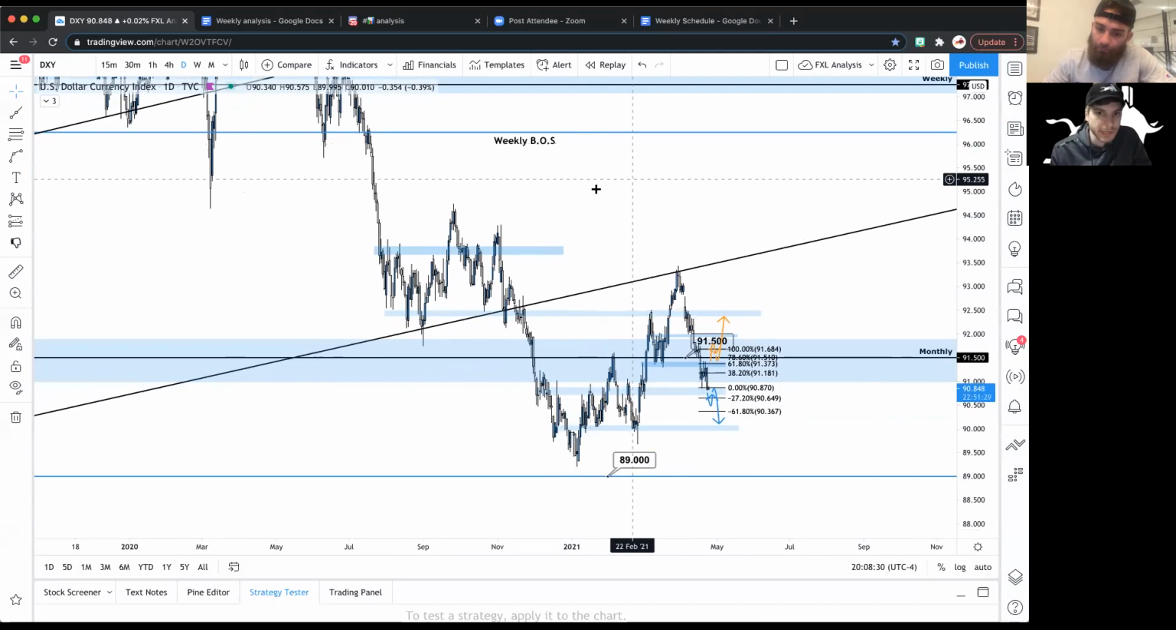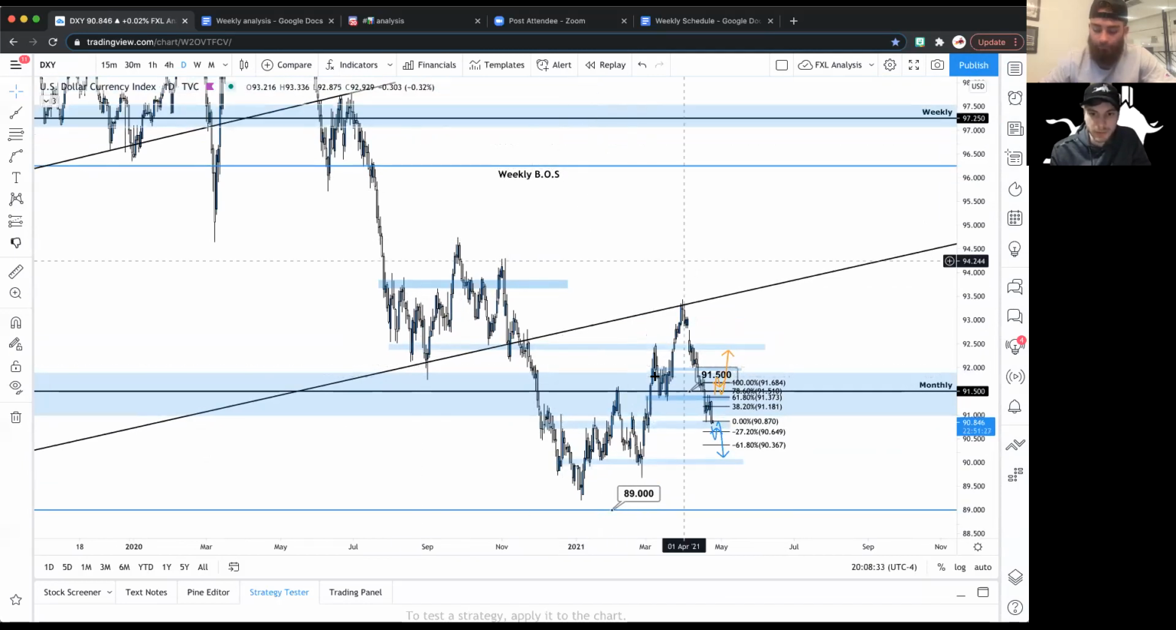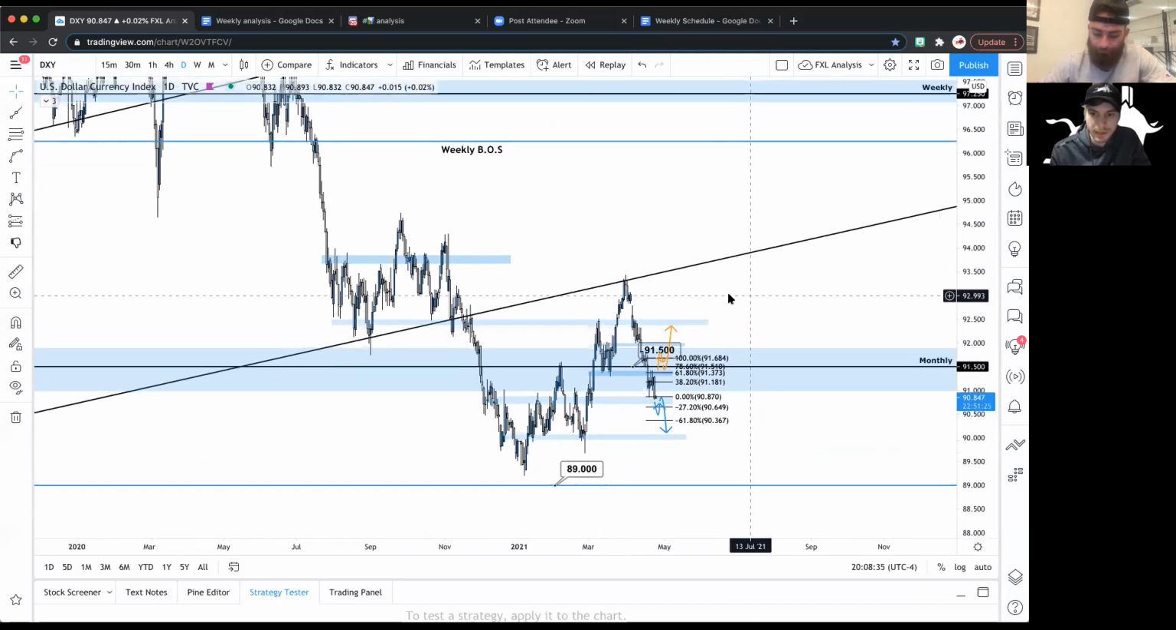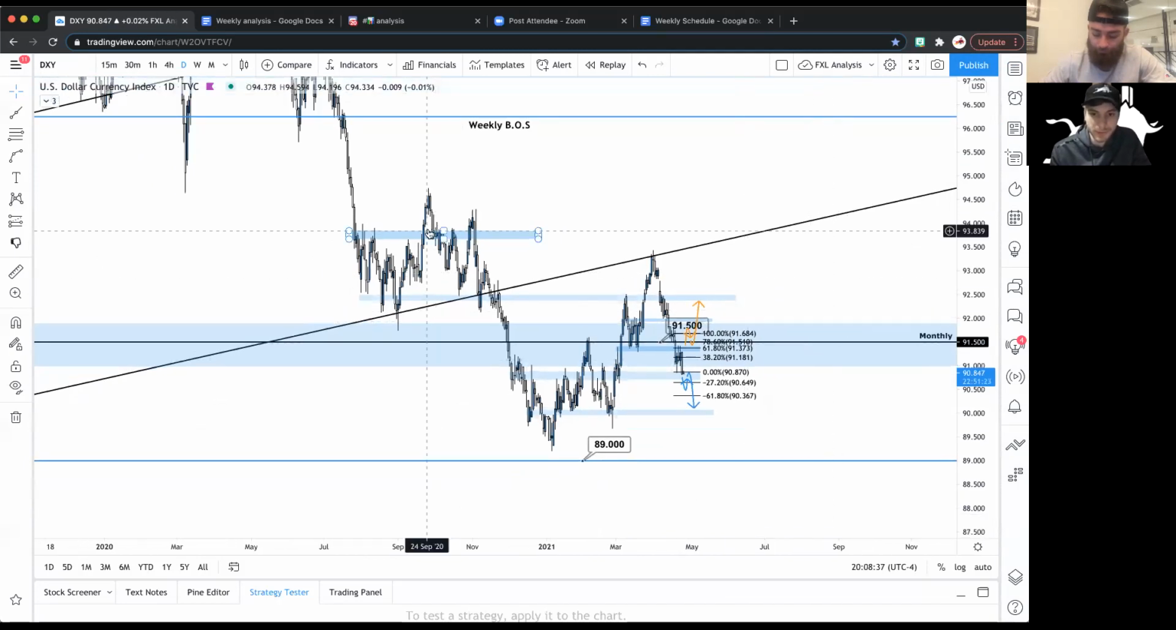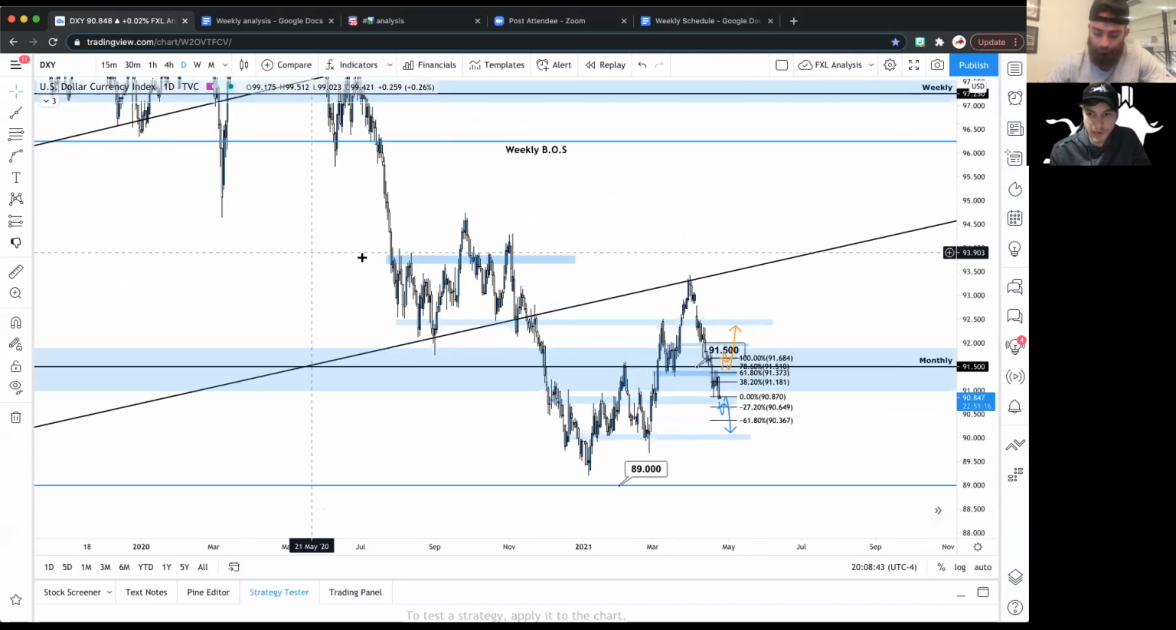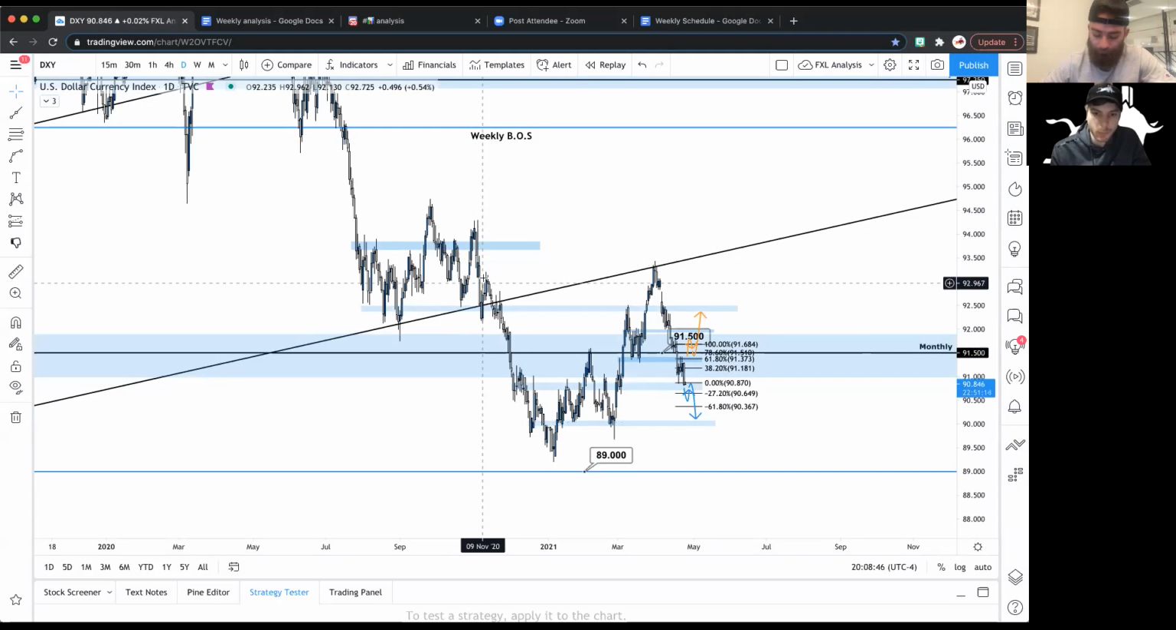Okay, so we're here on the daily. Clearly this is bearish, right? We're seeing lower lows, lower highs. The most significant level for where price action is currently is this monthly, right at 91.5. This has been a significant level for a while. It's labeled as our monthly. And once we broke below this, we were very much bearish on the higher time frames. And as we're breaking above it, we're very much bullish.